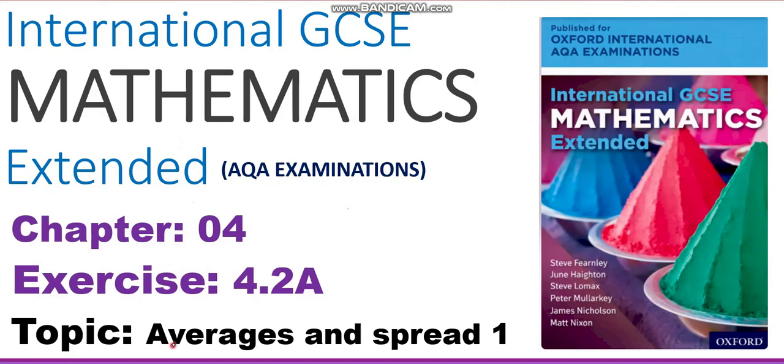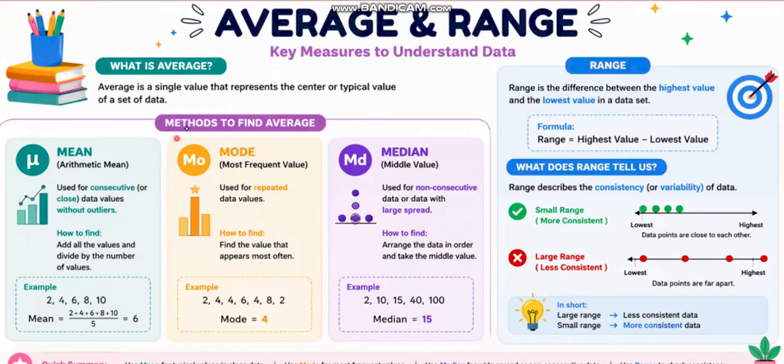Our topic is averages and spread. Before moving to the questions, we will discuss average and range. We have already seen the basic concept of averages and range in our previous lecture, but I want to review. Average is the central tendency of the data, or we can say that average is the value that represents the center of the data.